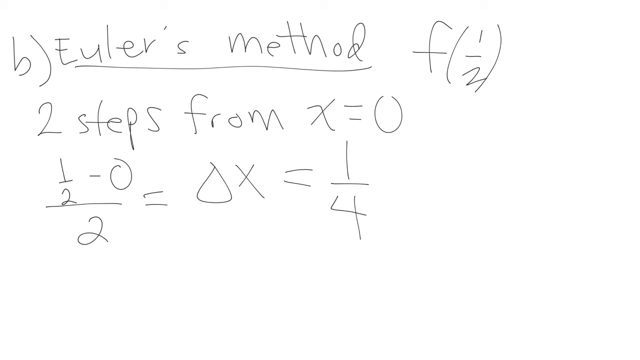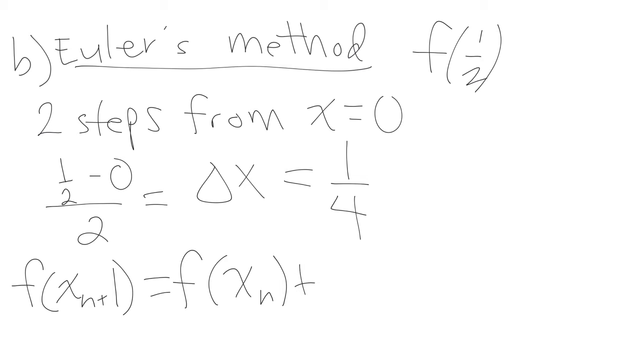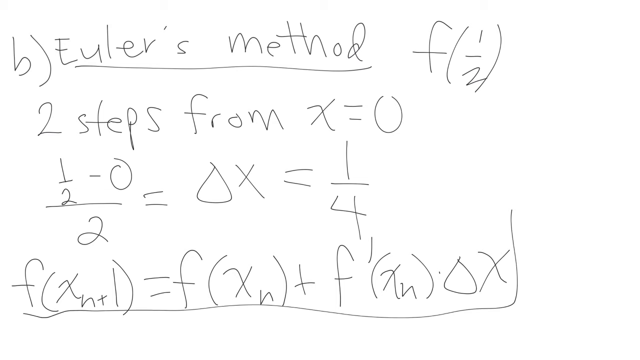Now, we also need the statement of Euler's method, which is f of x sub n plus 1 is equal to f of x sub n plus the derivative. So we're basically using a tangent at that point and multiplying by our delta x. And this is the general rule. If you don't know Euler's method, you're going to want to memorize something like this. There are ways to write this using y's. It's up to you.